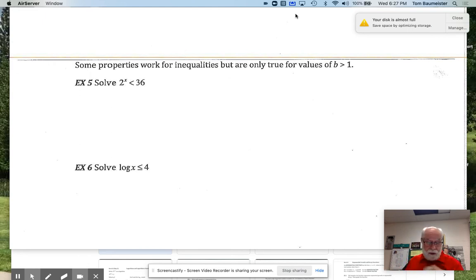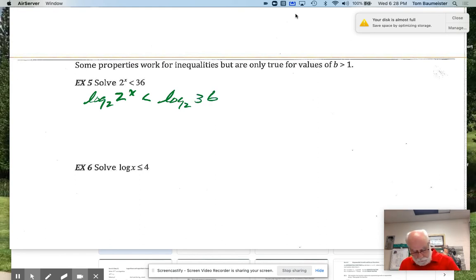And then finally, some properties work for equalities but are only true for when b is greater than 1. So same thing here, my x is up above. If my x is up above, what are you supposed to do? You're supposed to take the log of both sides. So remember, I can take the log again. I'm going to take log to the base 2. I have to use the base that's the same as my base there. And then I'm going to say, is that less than log to the base 2 of 36?